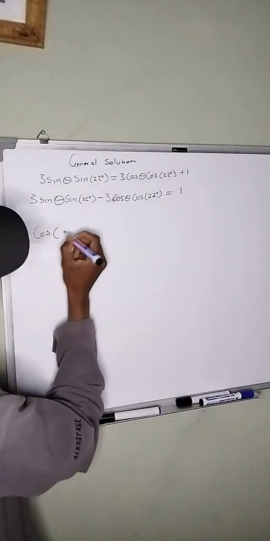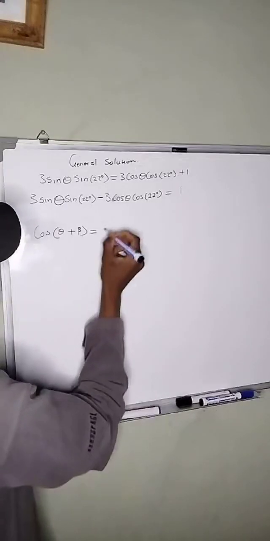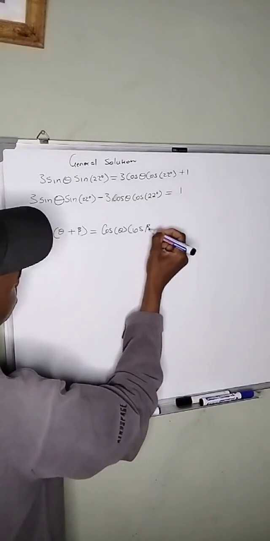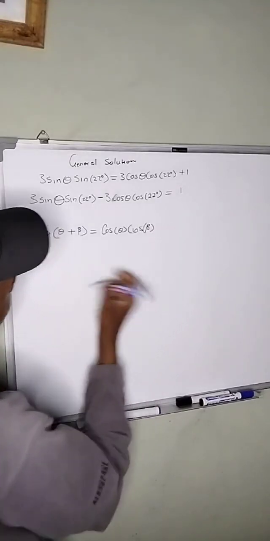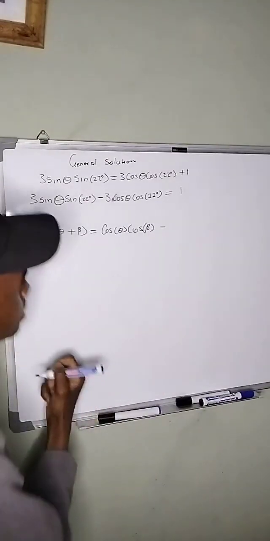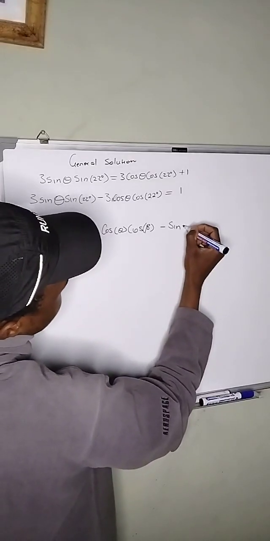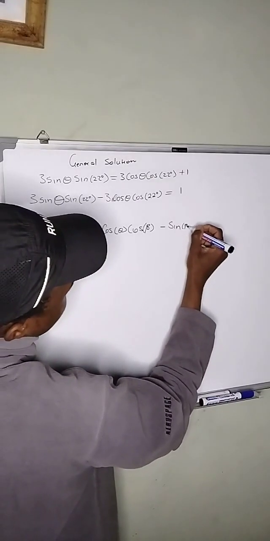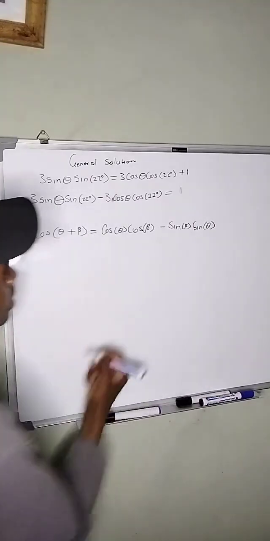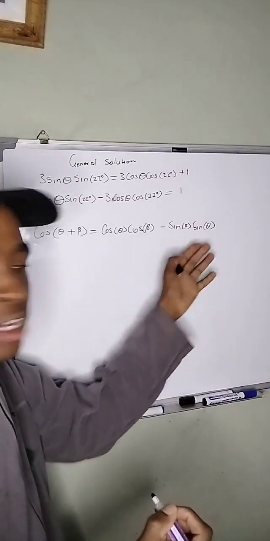Cos theta plus beta, this is going to be equal to what? Cos theta cos beta, right? If here it's positive, that side is going to be negative, right? Then you are going to have sine theta sine beta. This is the compound angle for cos, right? This is the compound angle for cos.